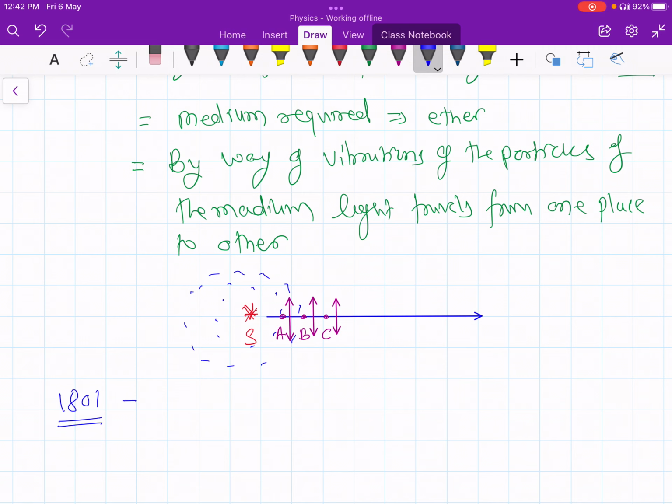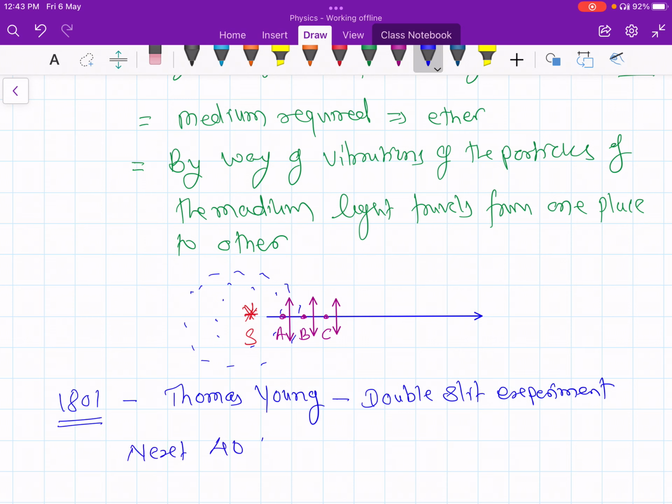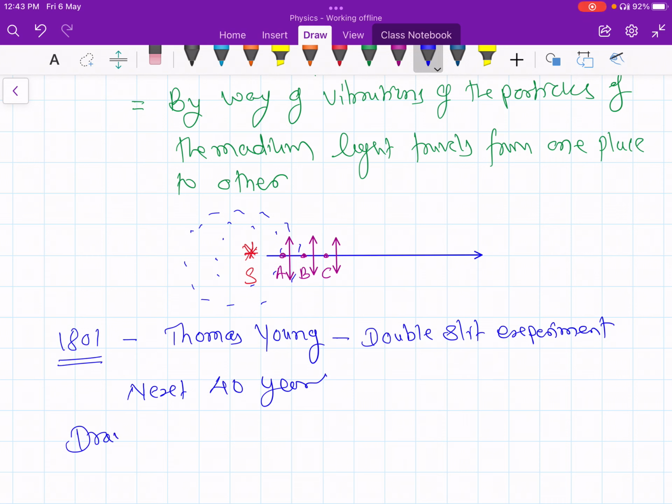What happened in 1801 is that another scientist, Thomas Young, did the double slit experiment, and theoretically and experimentally proved that the wave theory of light is correct. So, in the next 40 years, various phenomena of light were explained on the basis of the wave theory of light. In the middle of the 19th century, the wave theory of light was well established. But this theory also has a drawback, and the drawback is the medium.